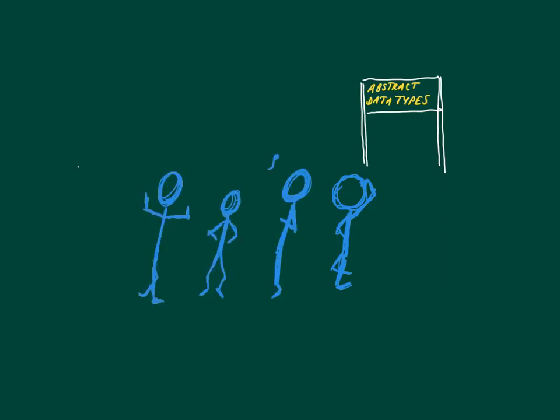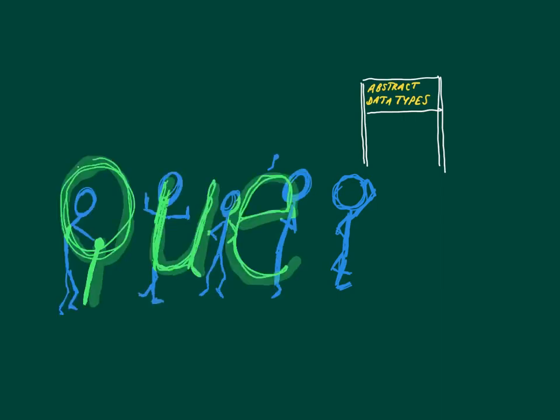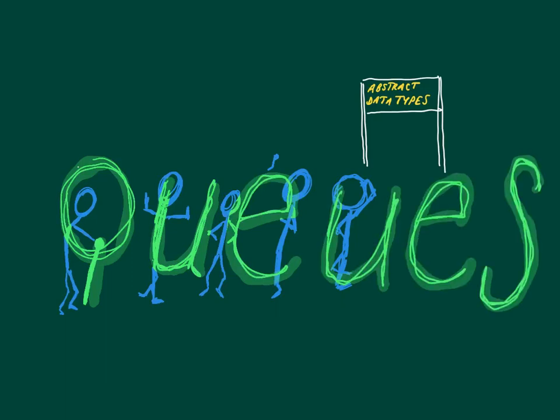So in this video we're looking at abstract data types, and one of the first abstract data types we're going to look at today is, hopefully you've guessed it now, queues.